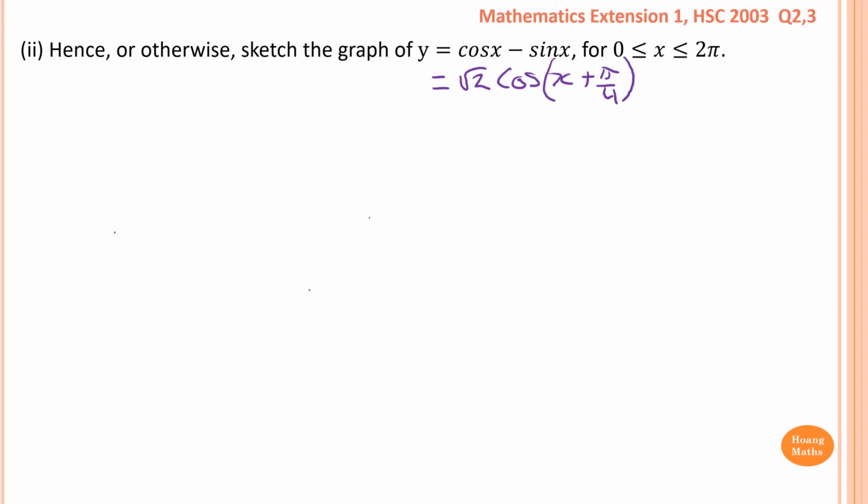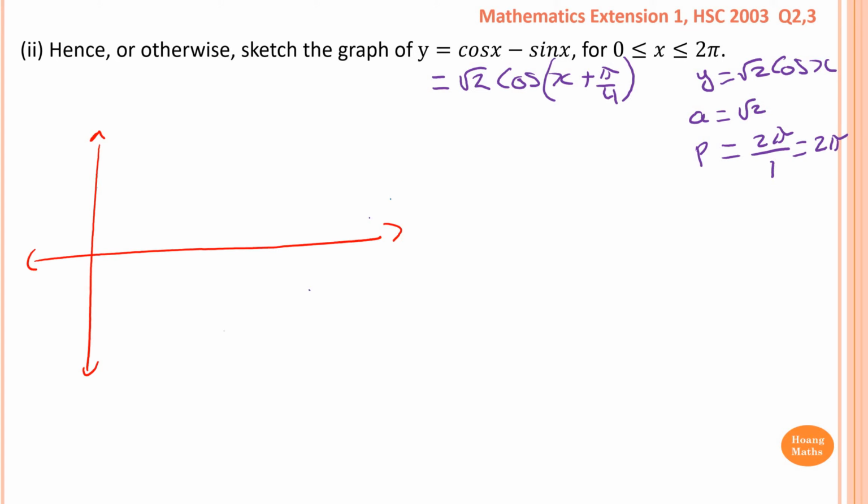So to sketch this, first of all, we just want to sketch y equals square root of 2 cos of x first. And then we just move 45 degrees or pi over 4 to the left. The amplitude of this is root 2. And the period of this is 2 pi over n, where n is the coefficient of x, which is 1 in this case. So that is 2 pi.